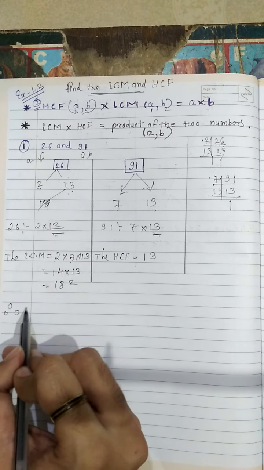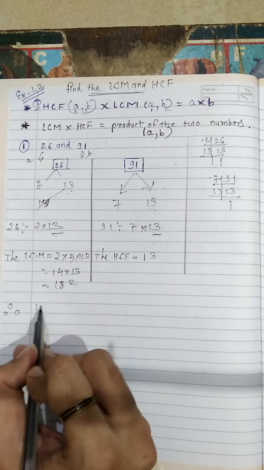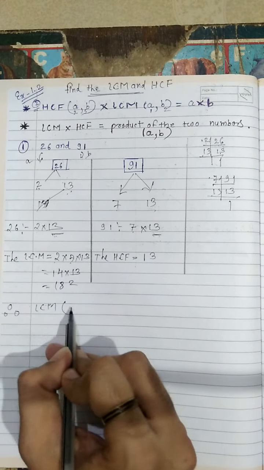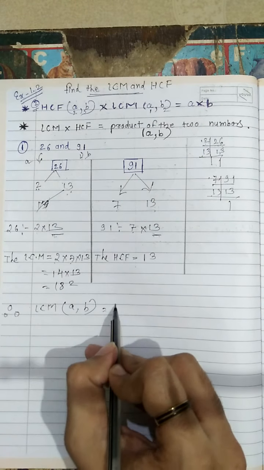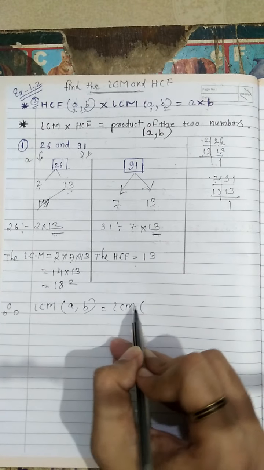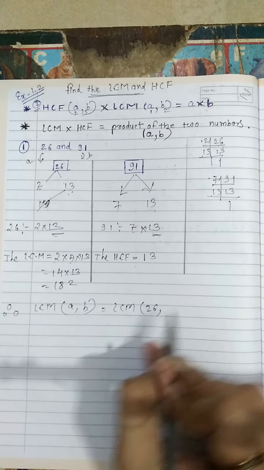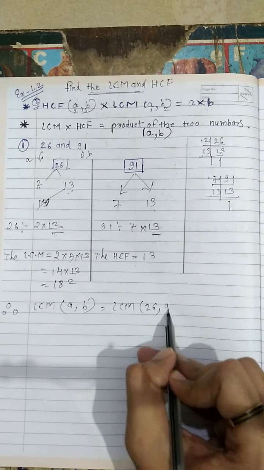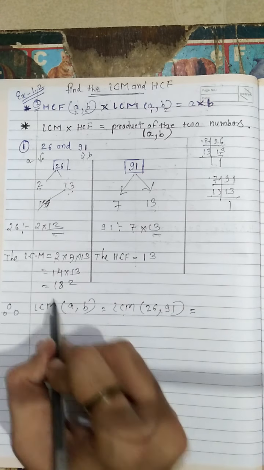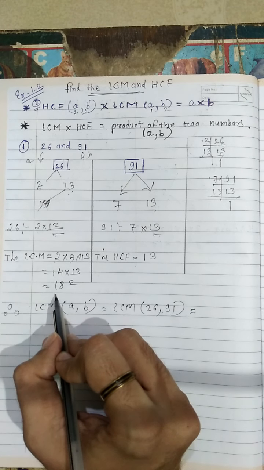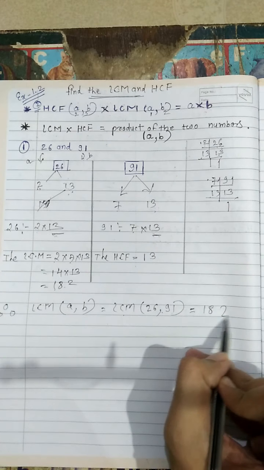Now I am writing here LCM of A comma B. It means LCM of 26 comma 91. What is the LCM of 26 and 91? 182. So I am writing here 182.